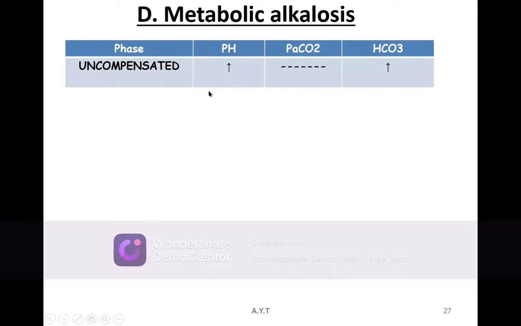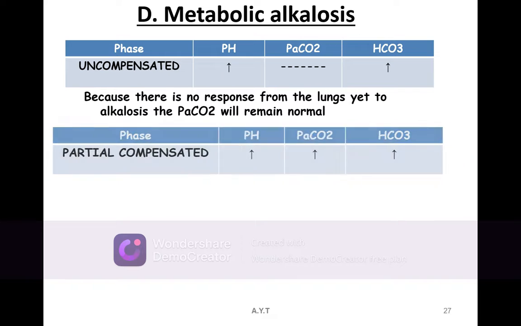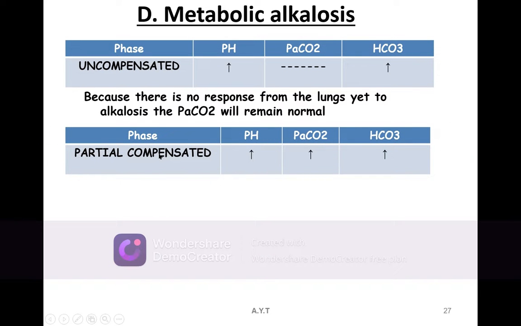But the metabolic alkalosis is considered uncompensated. If it is uncompensated, it means that the respiratory parameter is normal and the metabolic parameter is high. The bicarbonate level is more than 28, and the pH is high. If it is partially compensated, it means that the pH is higher, more than 7.45, and the metabolic parameter is still higher because of some cause which is there.